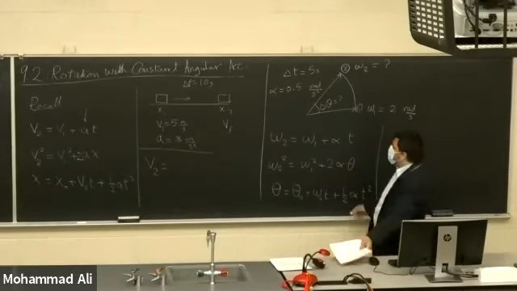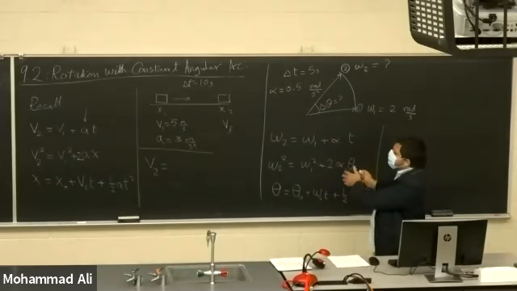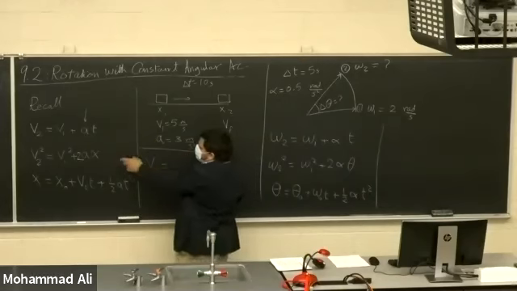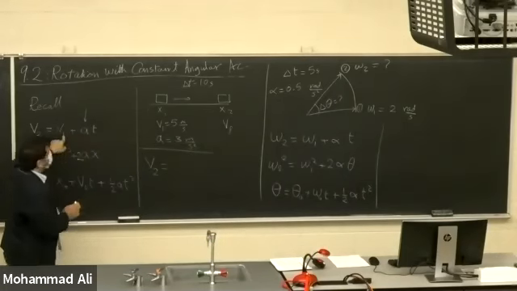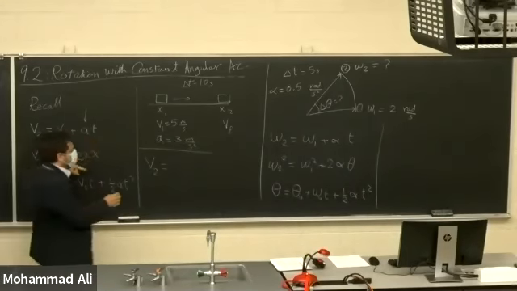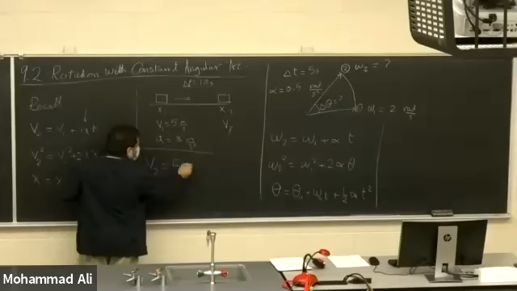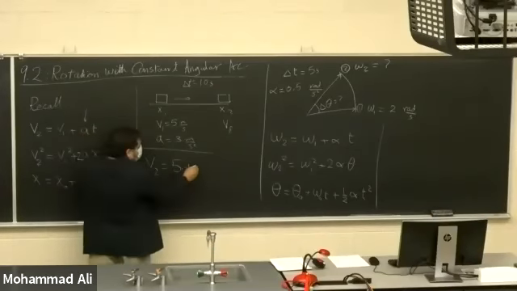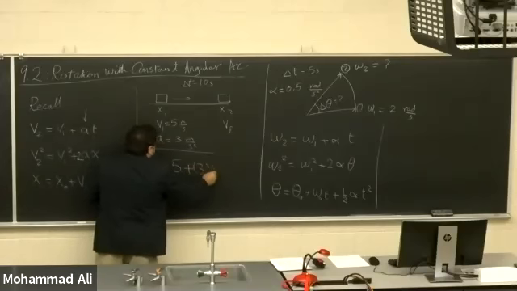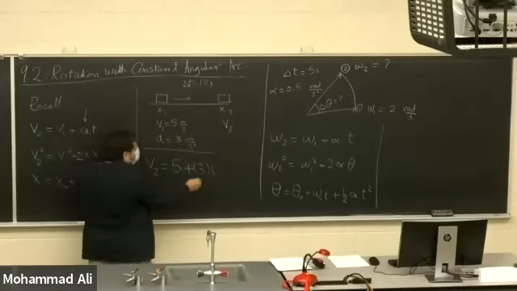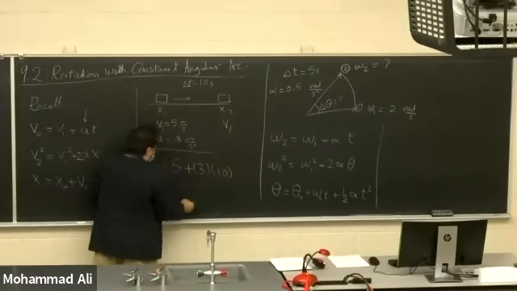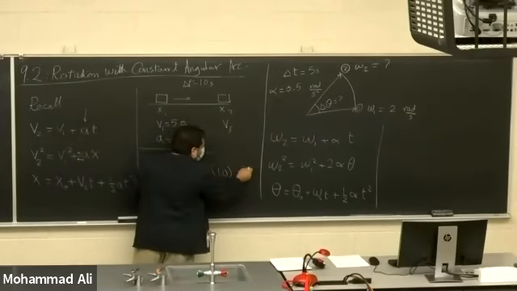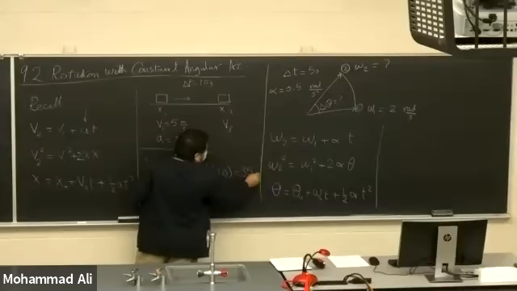Now, we need to solve the same set of equations. For the well-known equations, V2 is equal to V1, which is 5, plus the acceleration, which is 3, multiplied by the time, which is 10. This will be equal to 30 plus 5, which is 35 meters per second.